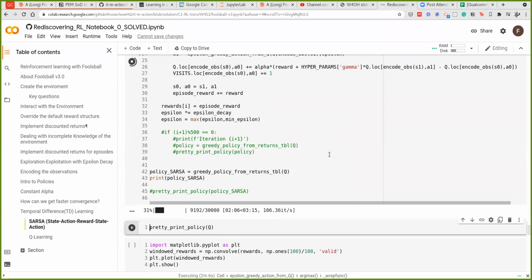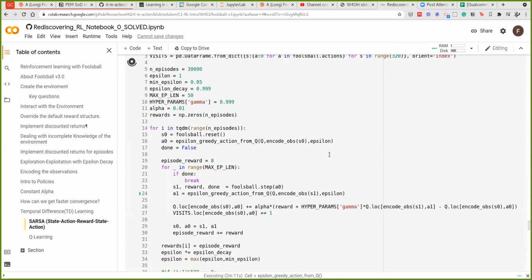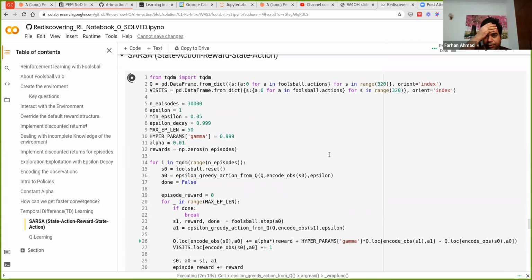Did you say 30,000 because it wasn't converging? I was actually, I started with like 50,000. I was trying different combinations of the parameters. And with this value of min epsilon and epsilon decay and alpha, when I looked at the graph, I was able to see that around 30,000 it pretty much converges. After that, it sort of flatlines.